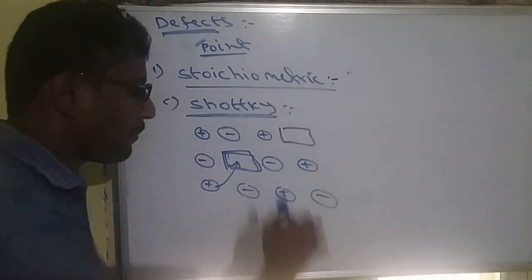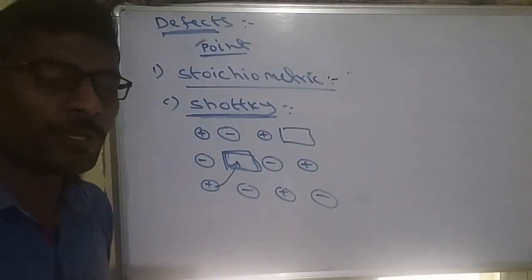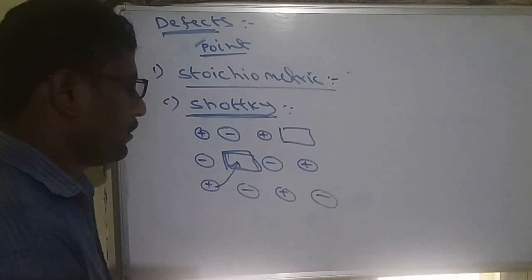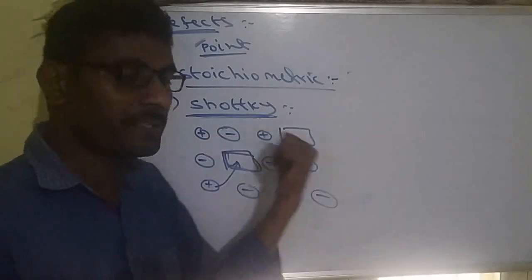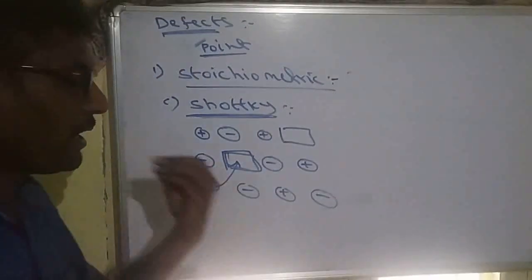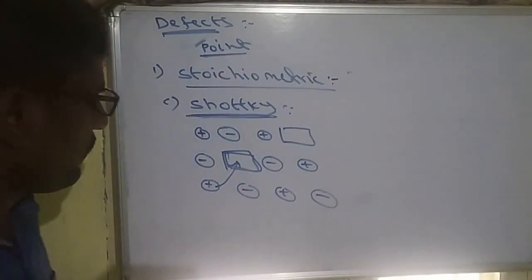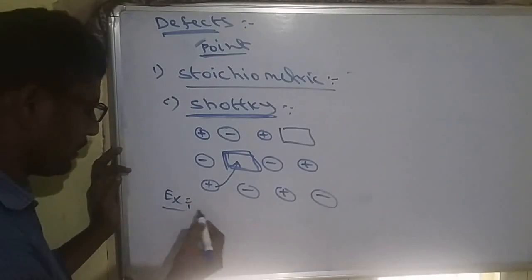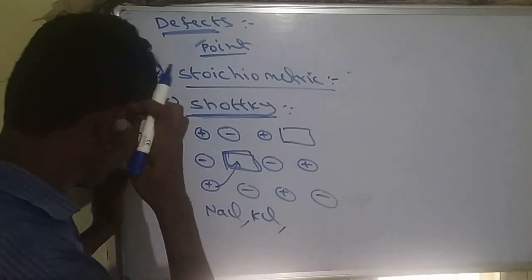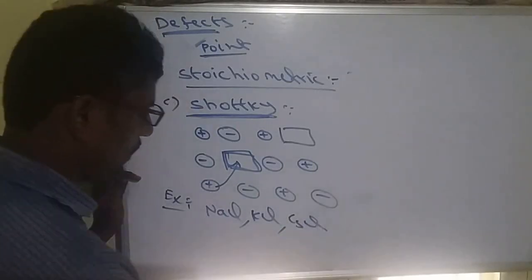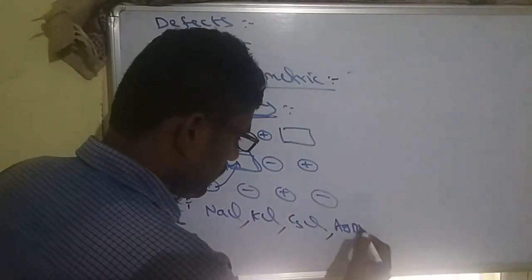Why are equal numbers of both missing? The main reason is that Schottky defect is shown by those compounds in which the radii of cation and anion, positive ion and negative ion, are nearly similar. Compounds which have similar positive and negative ion radii mostly show Schottky defects. Examples are NaCl, KCl, CaCl, etc. These compounds show Schottky defect, also AgBr.